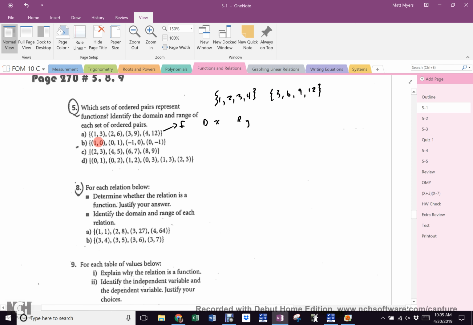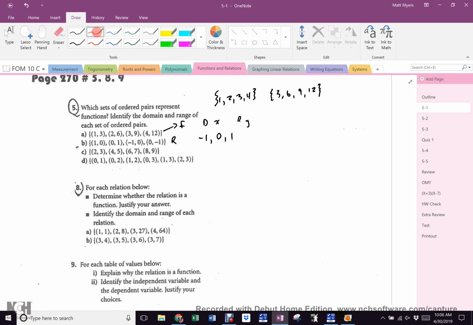It's a relation. Why? When x is 0, it could be 1, or when x is 0 it could be negative 1. Two different outputs for the input of 0. So this B is a relation. What's the domain? 1. No, not 1. What should I start with? -1, 0, 1. That's the domain. And I'll do the range in red. What's the range? -1, 0, 1. All right.